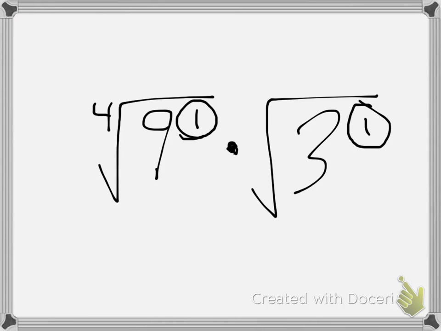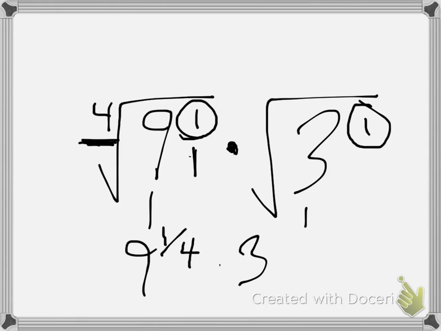Now, in order to break these pieces down, in order to multiply them, you're going to need to bring these down. So you're going to have 9, and then you're going to take your exponent, which is 1 in this case, and then you're going to take your root, which is going to be 4. You're going to have 9 to the 1/4 times 3. And then you're going to take your exponent, which is 1. And then when there is no root right here, you're automatically going to think square root.